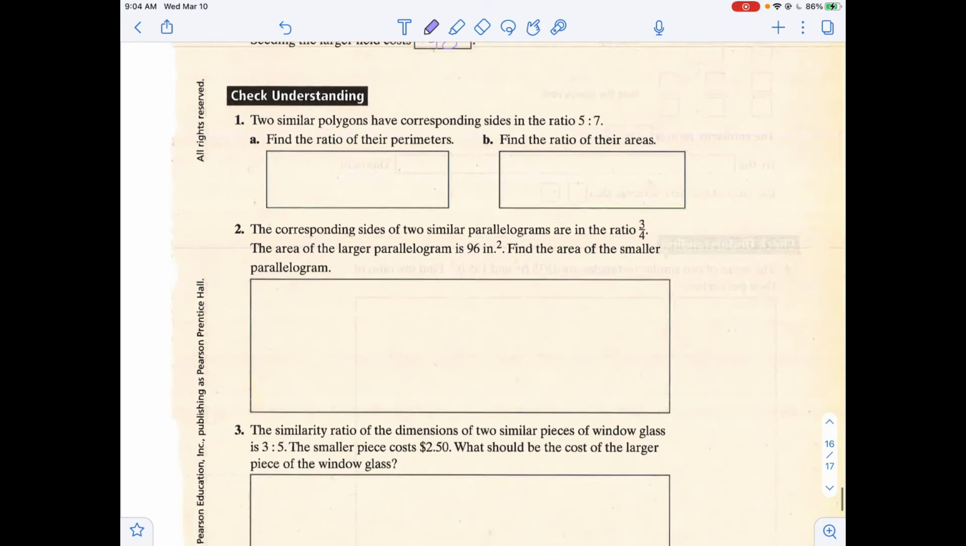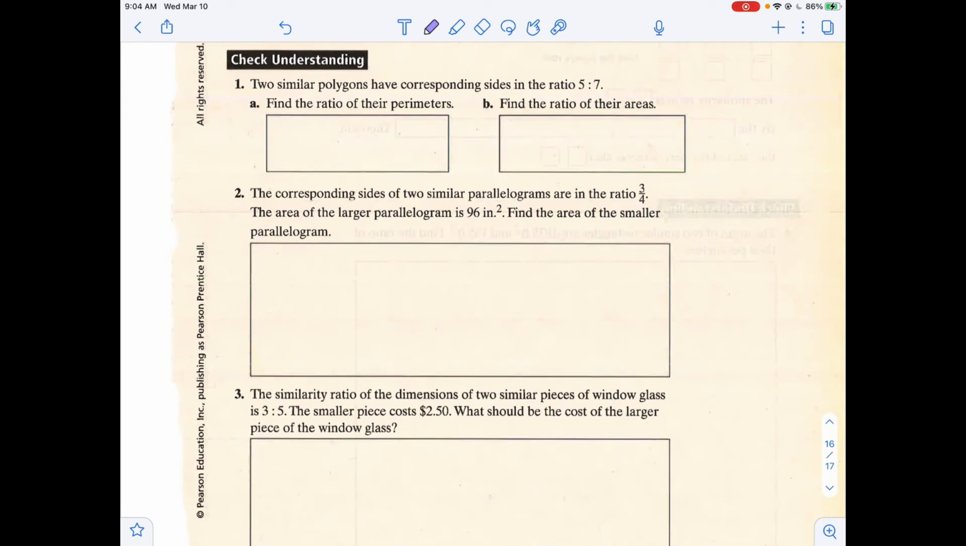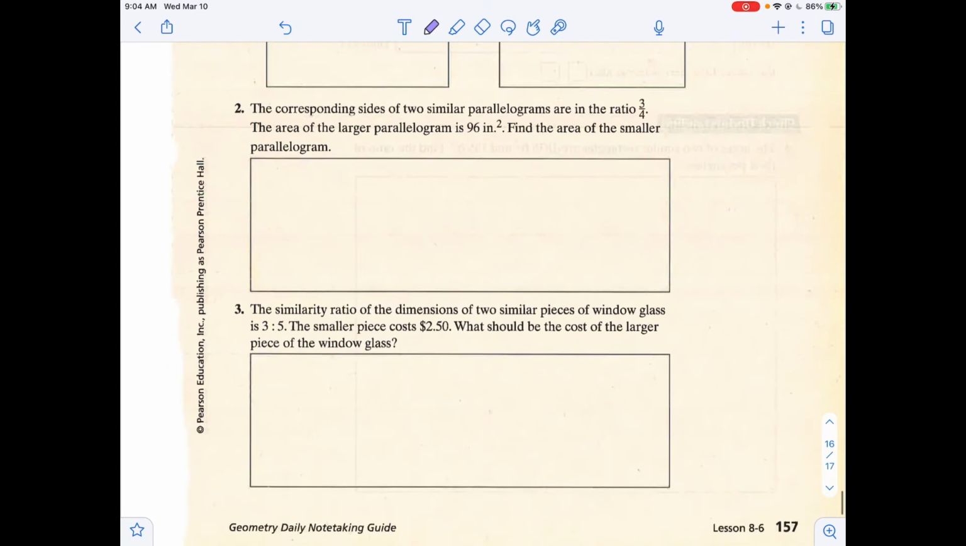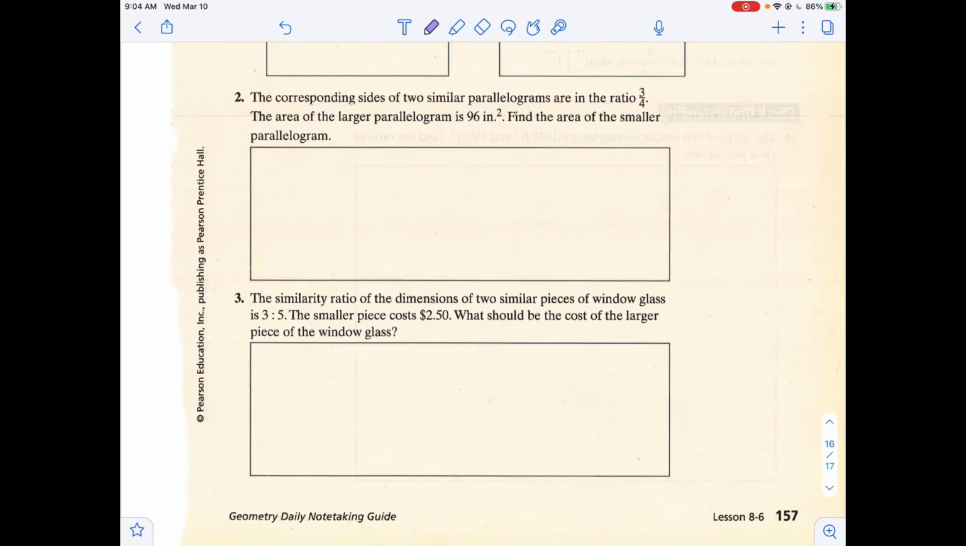Okay, a couple check for understanding problems here. The first one is just like example 1. It just wants you to find the similarity ratios. So the ratio of the perimeters, the ratio of the areas. Example 2, the corresponding sides of two similar parallelograms are in a ratio of 3 to 4. The area of the larger parallelogram is 96. Find the area of the smaller parallelogram. So that's going to be just like example 2 that we did. And number 3 is going to work out just like the example 3 that we just did. So go ahead and try those.